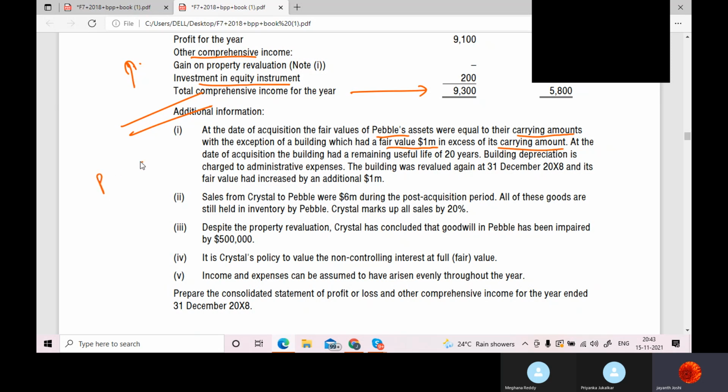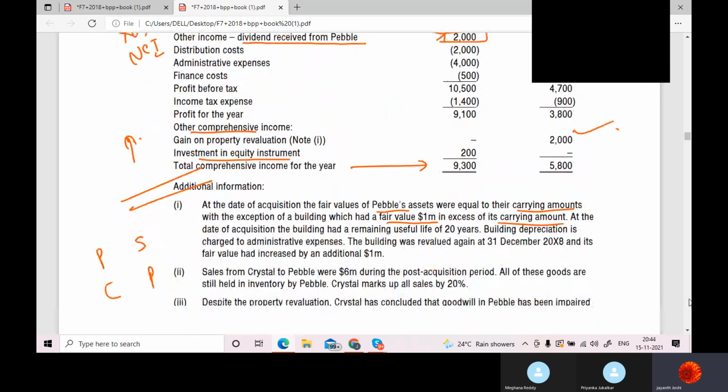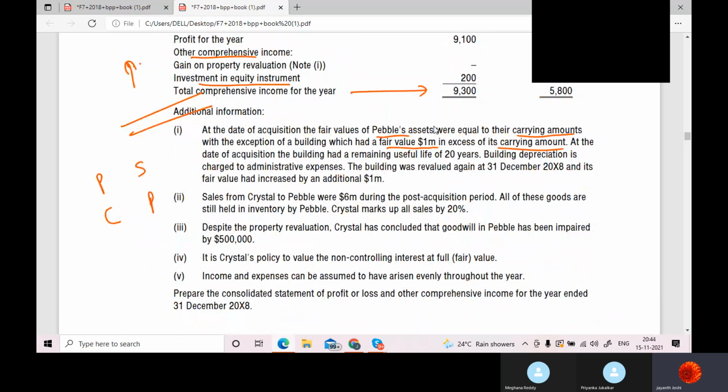So when the parent acquired the subsidiary, Crystal acquired Pebble. So Crystal is the parent and Pebble is the subsidiary. When Crystal acquired Pebble, Pebble's assets were equal to their carrying amount, but one of the assets had a fair value of 1 million in excess. That means, with the exception of a building which had a fair value of $1 million in excess of its carrying amount. The carrying amounts are not given, but the difference between the carrying amount and the fair value is given to you as $1 million.